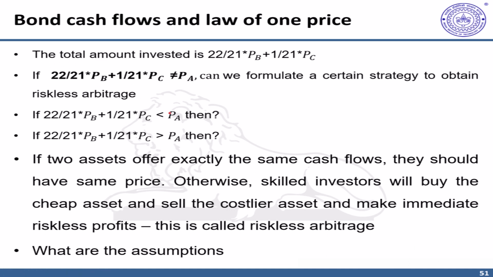That means if PA is greater than this, they can buy this and sell this, or in other words, short sell this, or if this is greater than PA, then they can short sell this and buy this to make riskless arbitrage. There are some important assumptions here. For example, absence of frictions like taxes and transaction costs. That is important for this kind of purely riskless arbitrage to take place. In practice, because of these frictions and taxes, there is no arbitrage that is purely riskless.